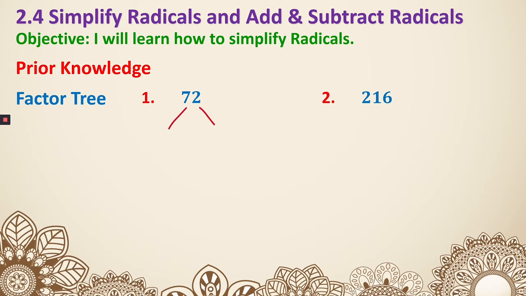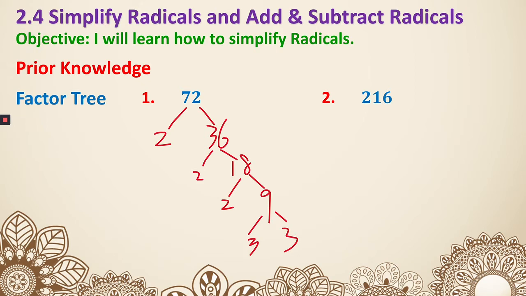We know 72 can be taken apart as 2 and 36. I normally just start with a very small number and leave it on the left side, so I try to take apart more numbers on the right side. Now 36 is still even, so I can take out a 2 again, then I'm left with 18. Still even, take out a 2, I'm left with 9. And then for 9, I can take it apart as 3 and 3.